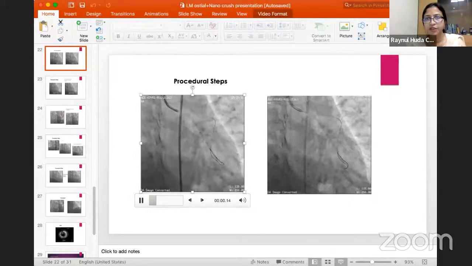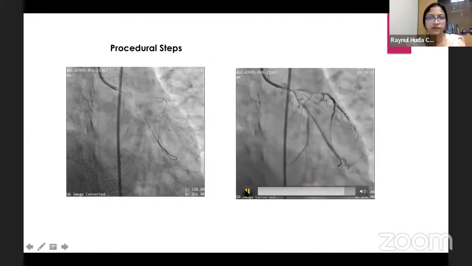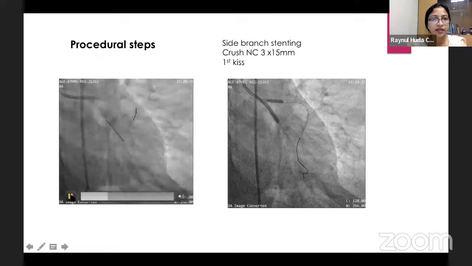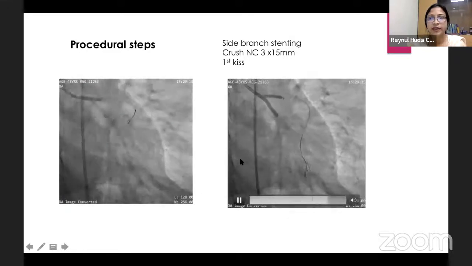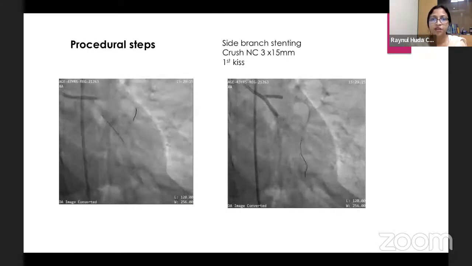Then we did predilatation of the OM lesion also, and put a stent to the OM. Then we stented the side branch, that is the LCX, covering the ostium, keeping just 1 millimeter of stent in the LM. And then an NC balloon 3 into 50 millimeter was put across the left main and LAD and did crush of the LCX stent.